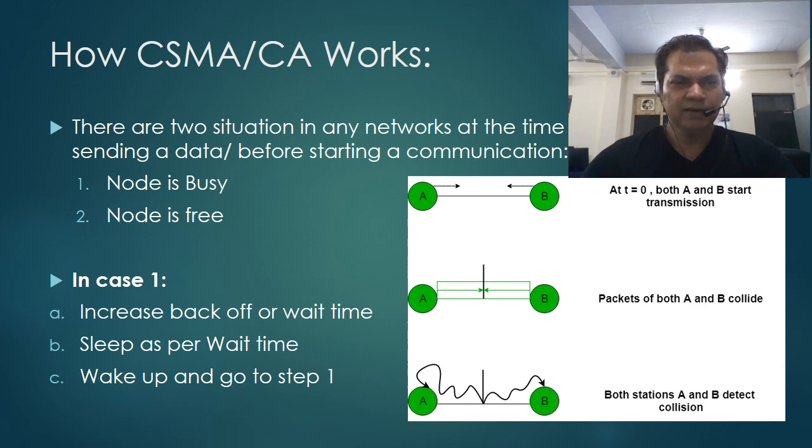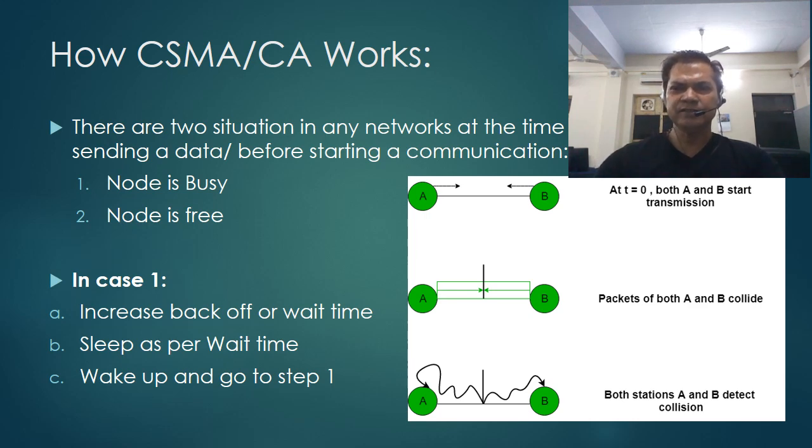Now, how does CSMA/CA work? Carrier sense multiple access collision avoidance is one of the methods we use to avoid collisions in a wireless network. There are two situations in any network at the time of sending data, before starting a communication: either the node is busy or the node is free. Once a node is busy, a sender cannot communicate, as simple as that. And if the node is free, the sender can transmit the data.